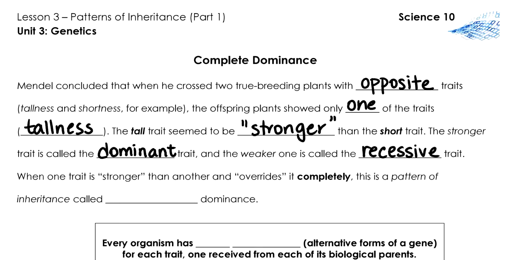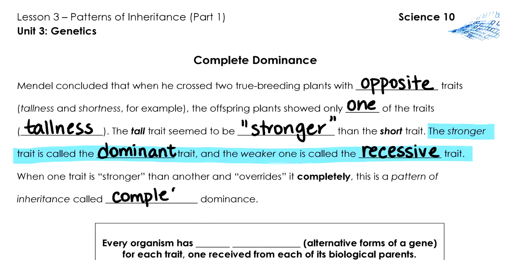I'm going to highlight this sentence because it's very important. When one trait is stronger than another and overrides it completely, this is a pattern of inheritance called complete dominance, which we're going to look at now in detail. And I'm also going to highlight this sentence.